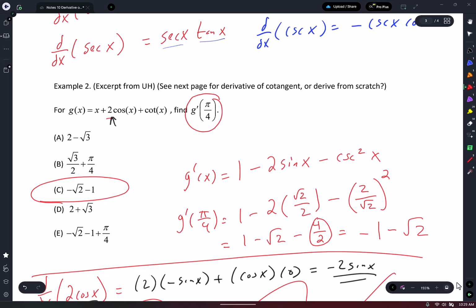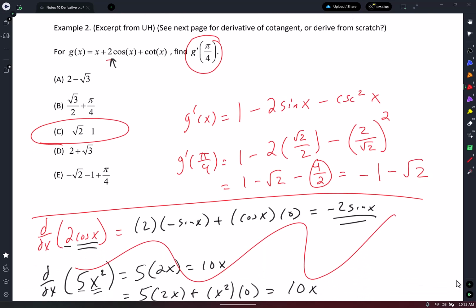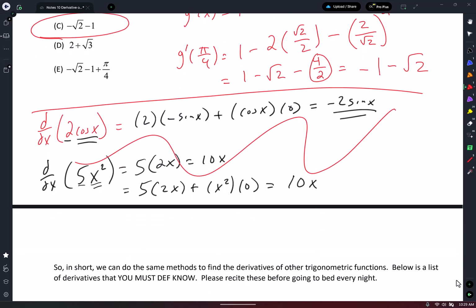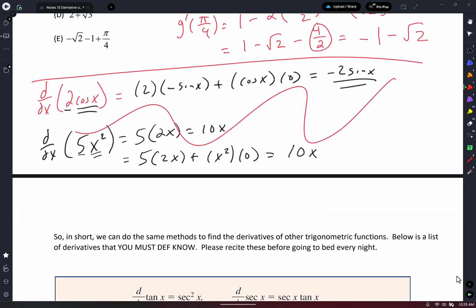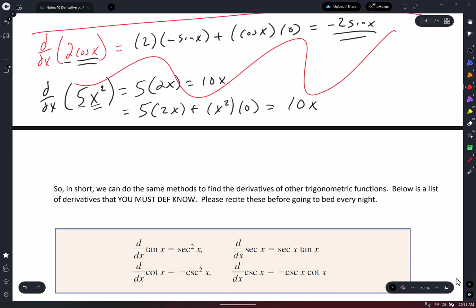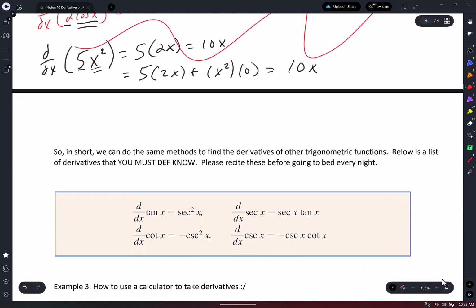Yay or nay? This is so funny. Yeah, not that bad. Please recite these before going to bed every night. Yeah, I wrote that. Like a prayer?